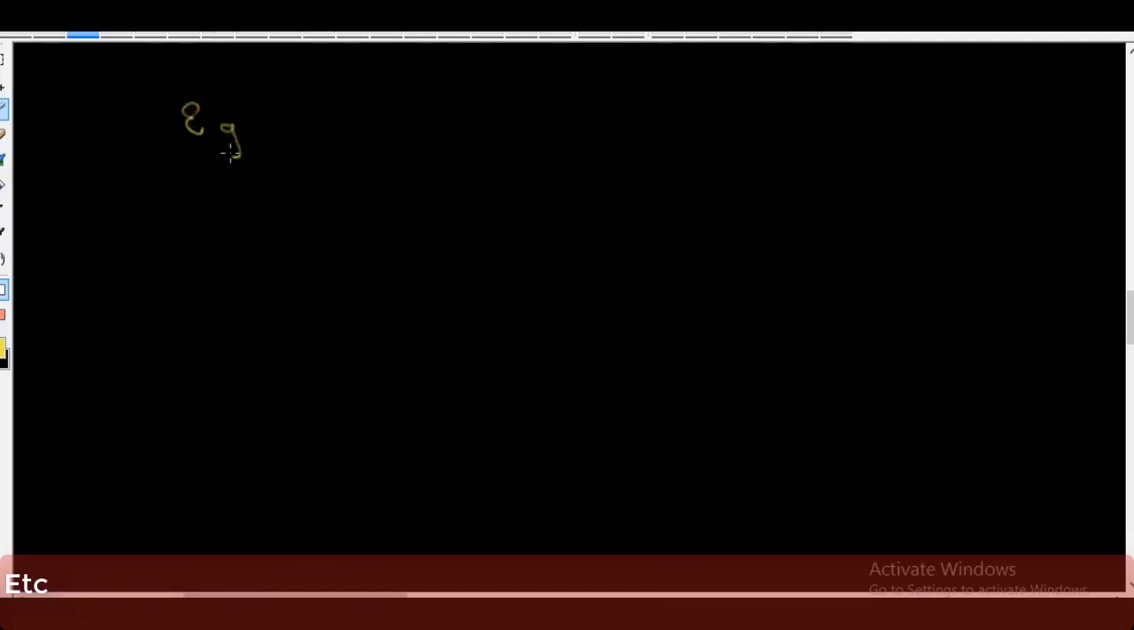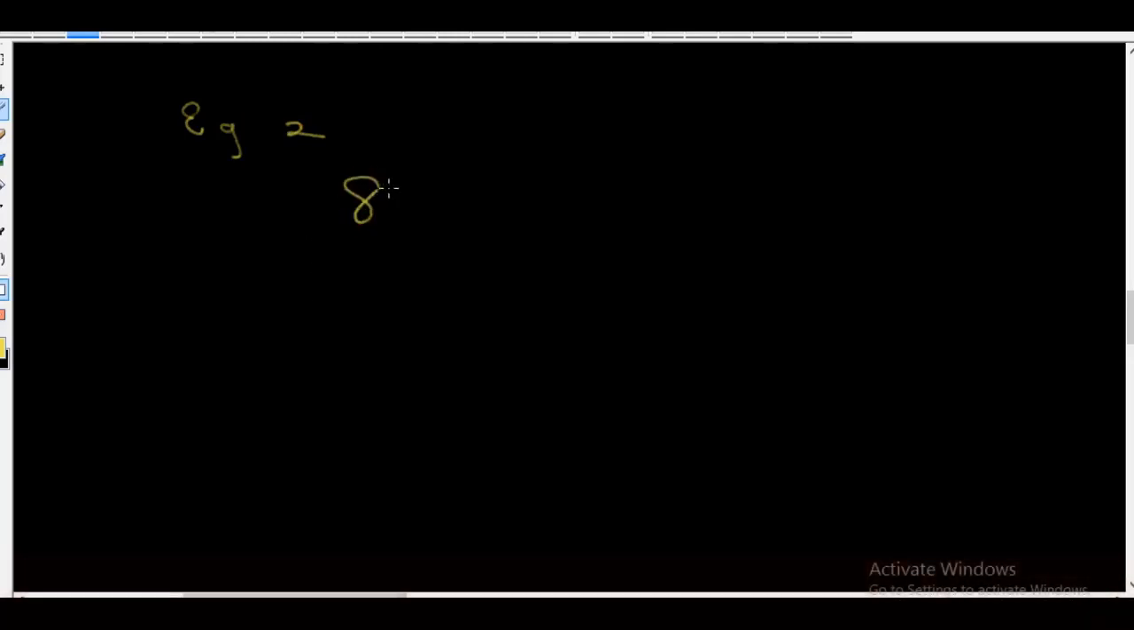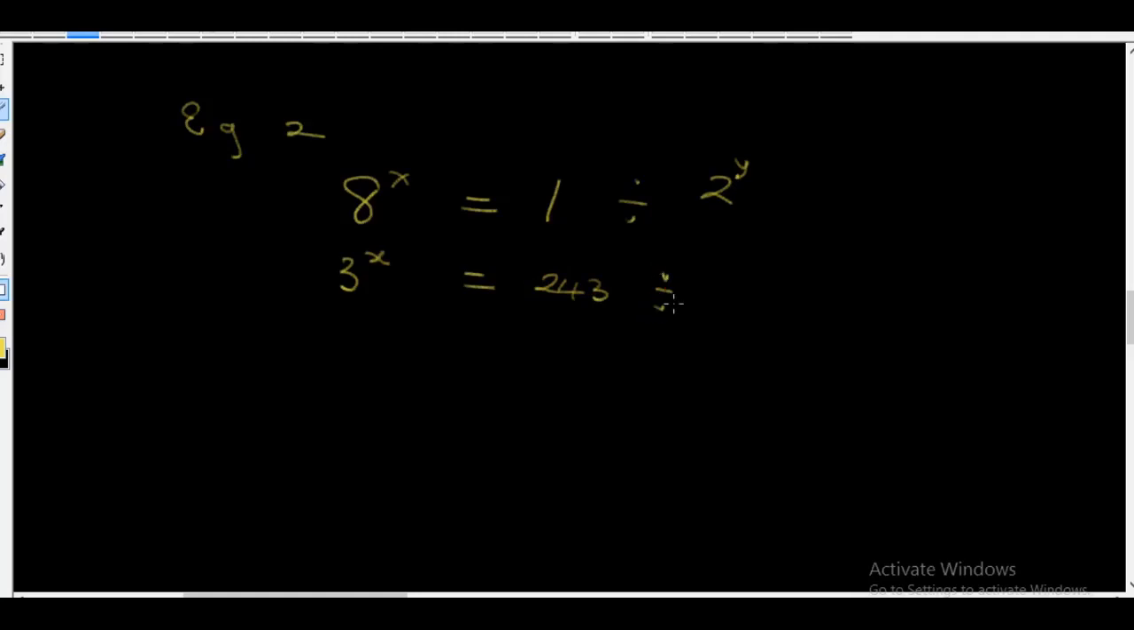Example 2 now. Well, example 2 is a little bit tricky. Let's see, it's 8 raised to the power x is equal to 1 divided by 2 raised to the power y. And the second equation says that 3 raised to the power x is equal to 243 divided by 9 raised to the power y.